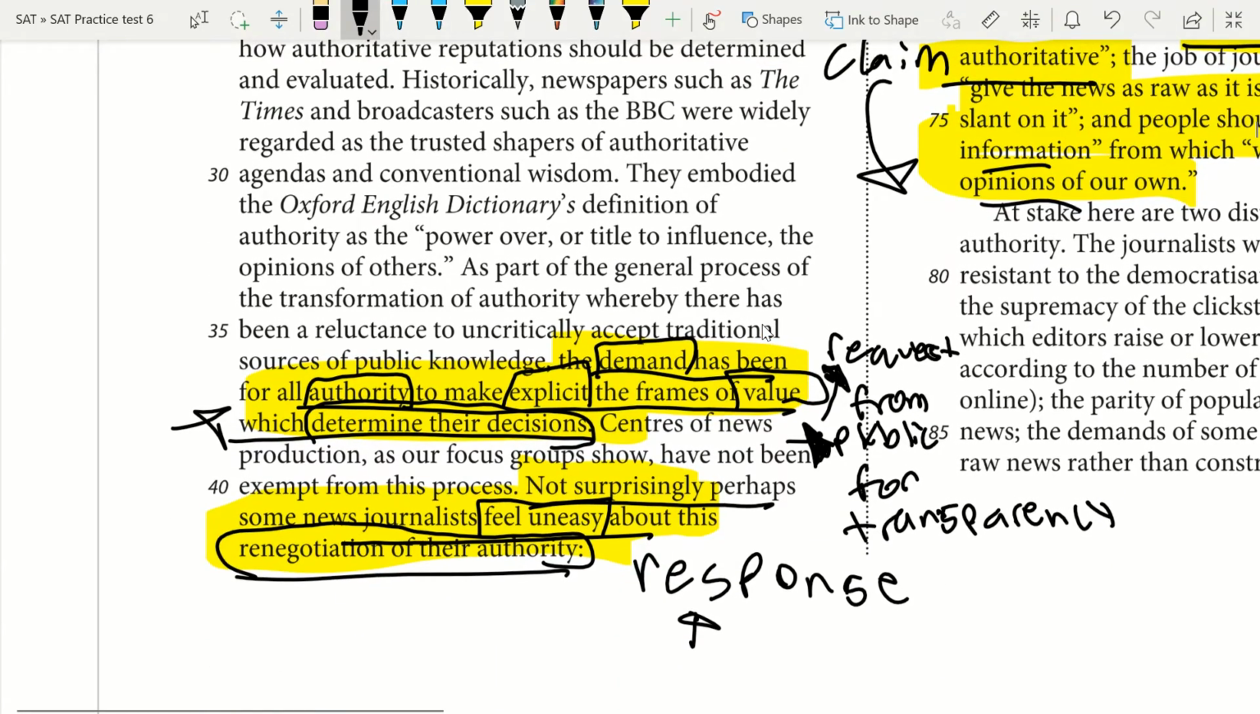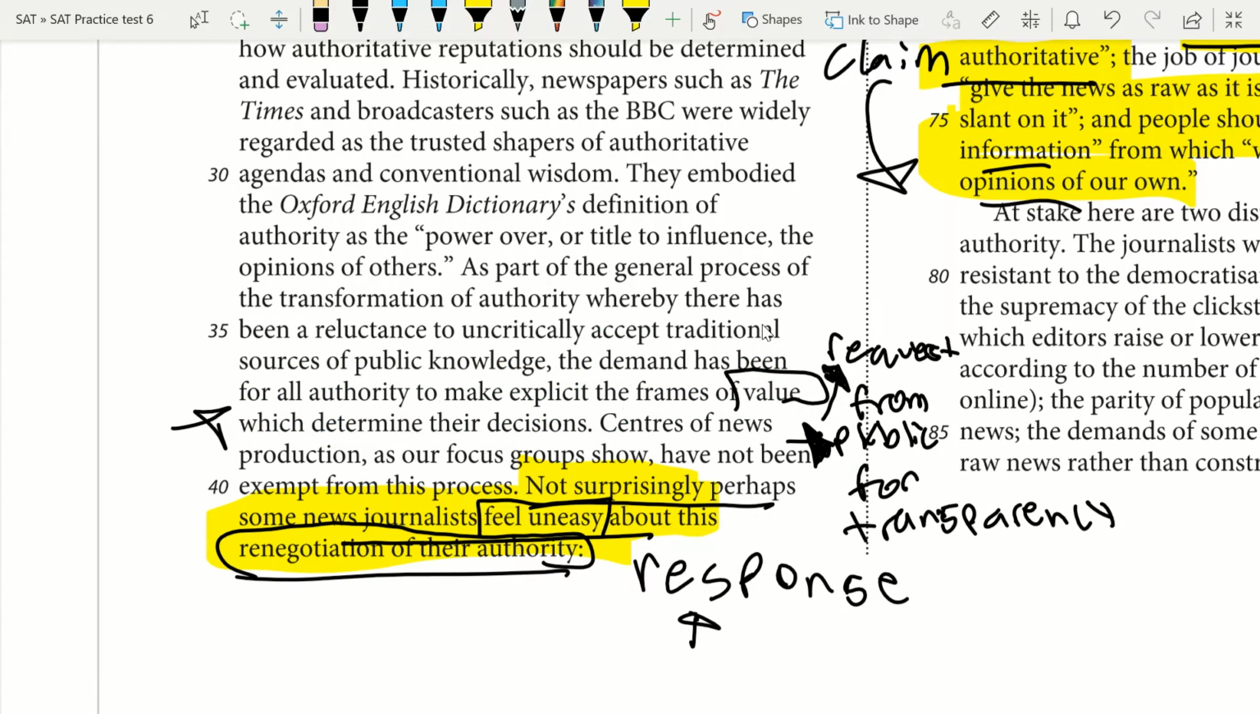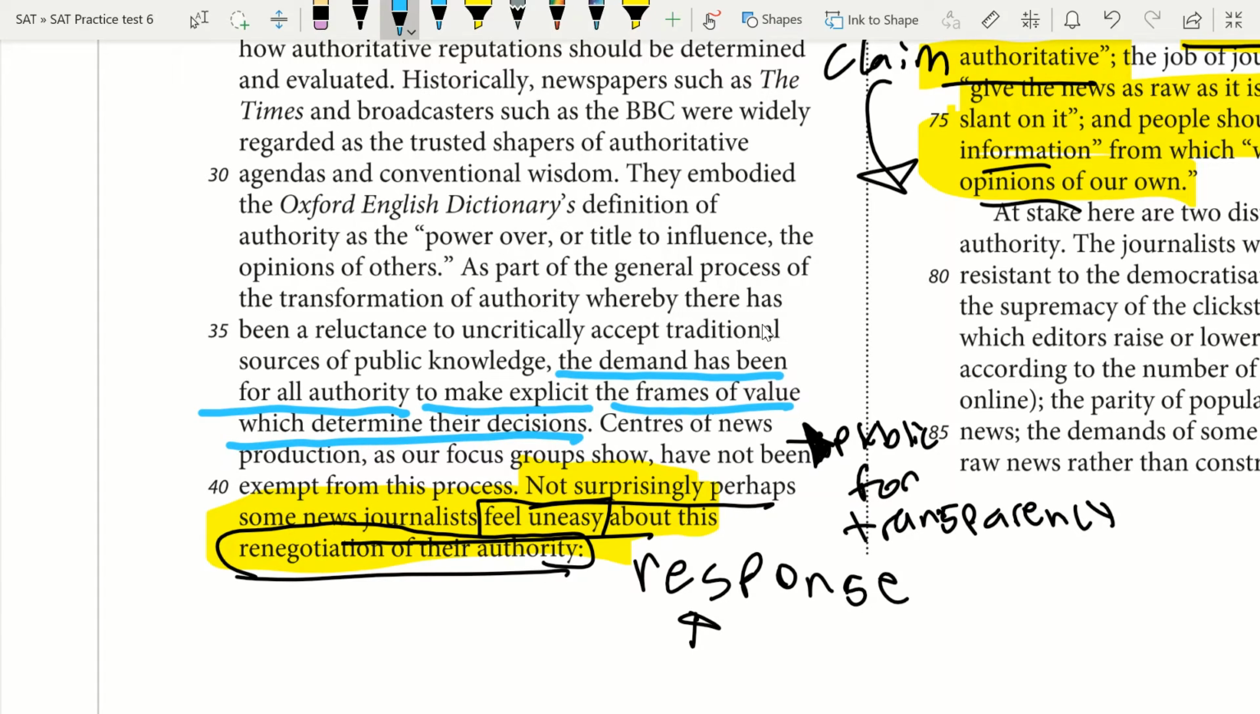Okay, that's going to be right here. This is really jumbled, so I'm going to erase it, just erase this so you can see what I'm highlighting. Switch it to blue so it's more transparent as well. All right, so right here, we talked about how the demand has been for all authority, which is those news organizations, to make explicit the frames of value which determine their decisions. So we're really arguing for more transparency on what they're choosing to publish. I see that's 36 to 38 there.